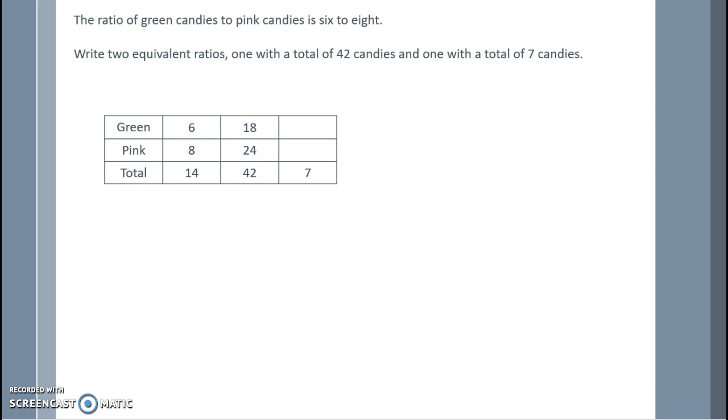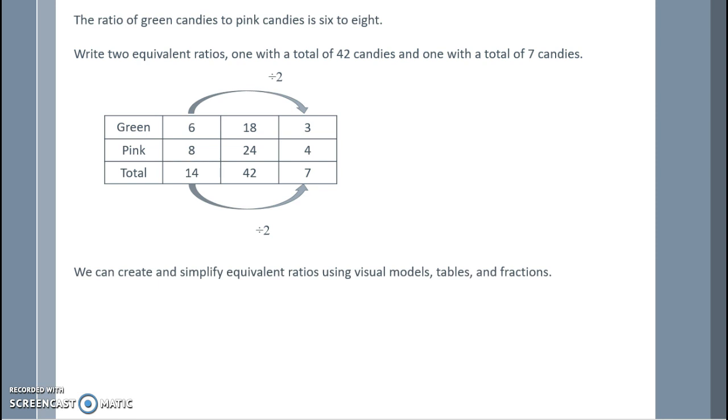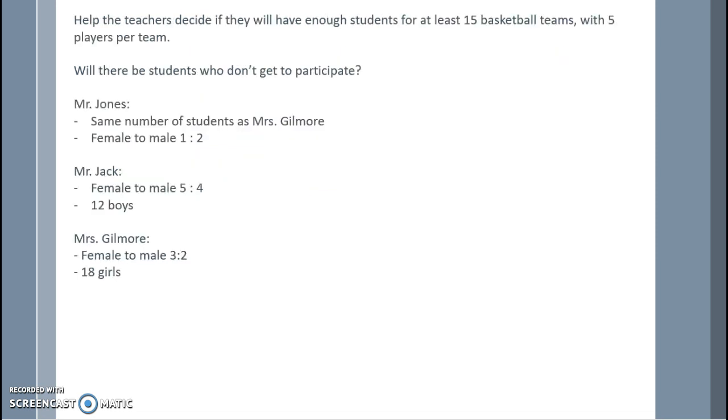We also want to know what we could multiply by to get to 7. Well, to get from 14 to 7, yes, we could subtract 7, but we also could divide by 2. So if I were to divide the other numbers by 2, we would get 3 and 4. There are many equivalent ratios that we can make. And we can simplify equivalent ratios using visual models, tables, and fractions.